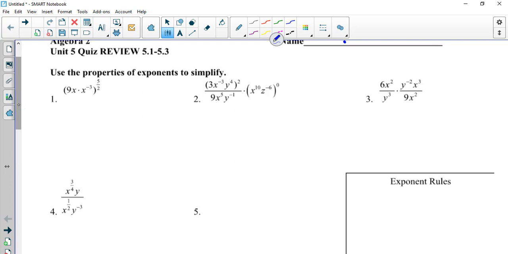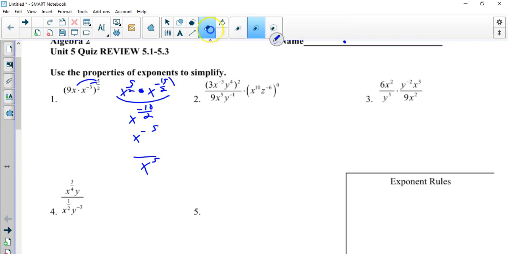Number one, some of you might be tempted to send the 5 halves in here and here. And if you do so, that's fine. I'll just do that off to the side real quick. If you did that, you get x to the 5 halves times x to the negative 15 halves. Then you would combine them, keep the base, add the exponent. You would get x to the negative 10 halves, and that would be x to the negative 5, which then we would move down to the bottom. Nothing wrong with that. You can do that, and that's fine.